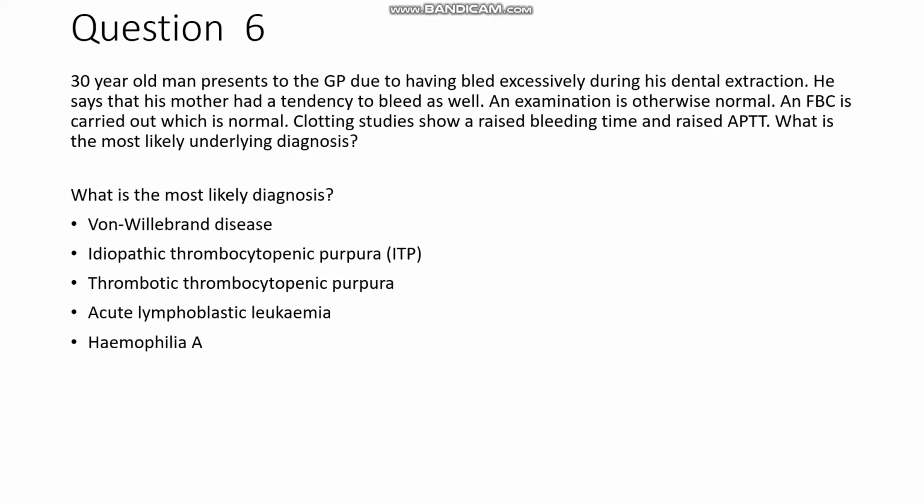On to our very last question then, is a 30-year-old man who presented to the GP having bled excessively during his dental extraction. He says that his mother had a tendency to bleed as well. On examination, he is otherwise normal. A full blood count is carried out, which is again normal. Clotting study shows a raised bleeding time and a raised APTT. What is the most likely underlying diagnosis?